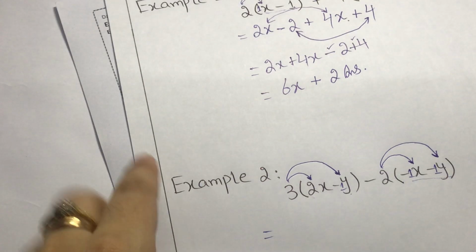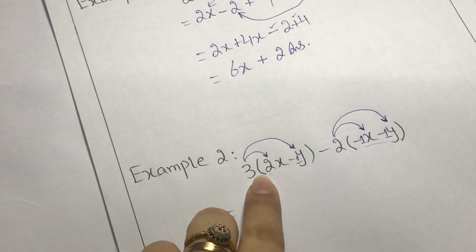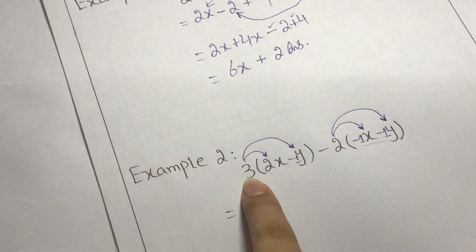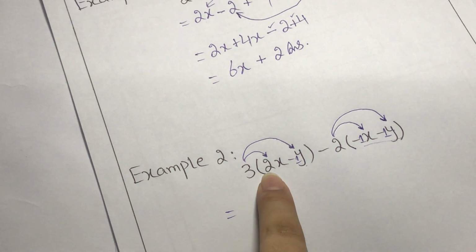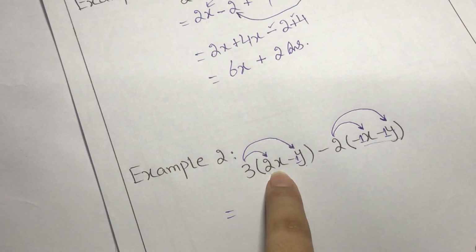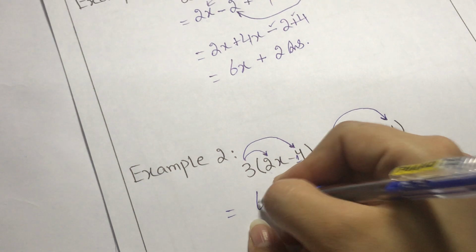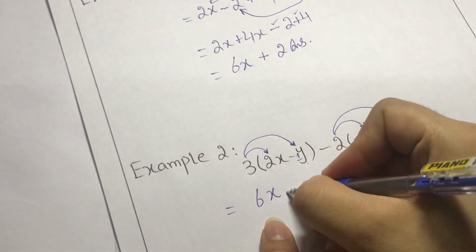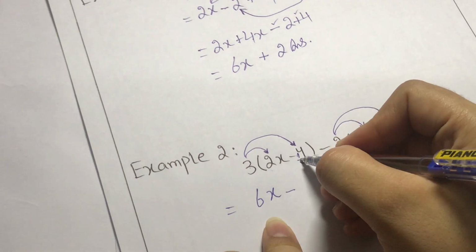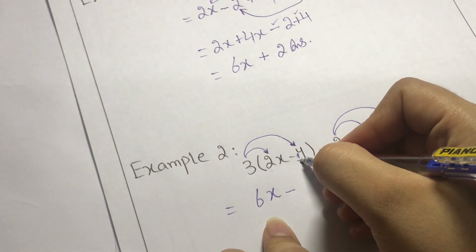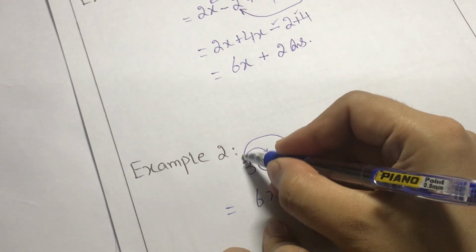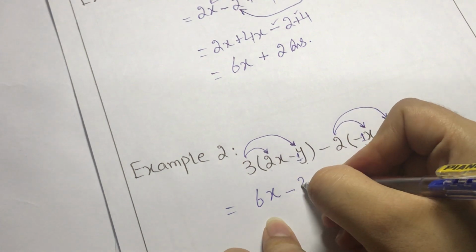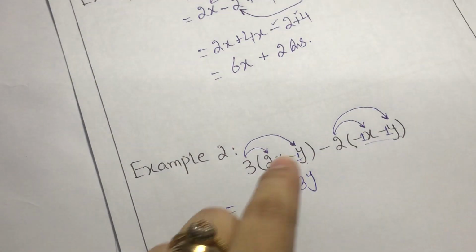Okay. Now let's first expand the first bracket. 3 2s are, you have to multiply this 3 with the coefficient of the variables. 3 2s are 6x, right? Minus, you have to multiply 3 with this one because the coefficient of the variable y is 1. So 3 ones are 3y, right?